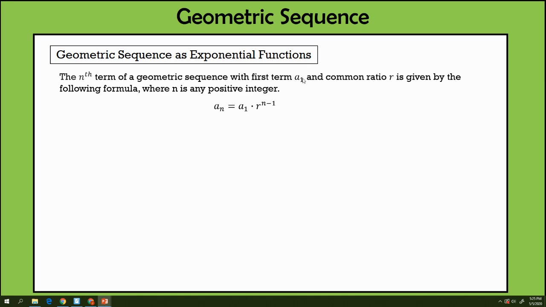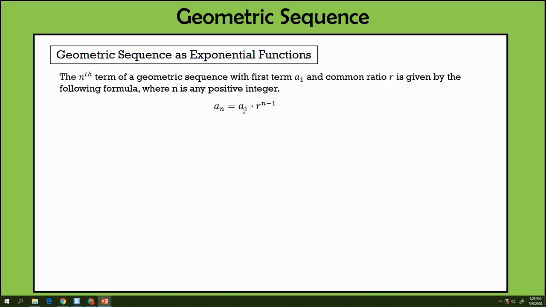A sub 1 is the first term of our sequence. A sub 2 is the second term, a sub 3 is the third term, a sub 4 is the fourth term, and so forth. R is our common ratio. It's what we're multiplying every time to get the next number in our sequence. So when you look at this formula, a sub n, the n can be any number we want, and that's the sequence number. So this is the term of the sequence.